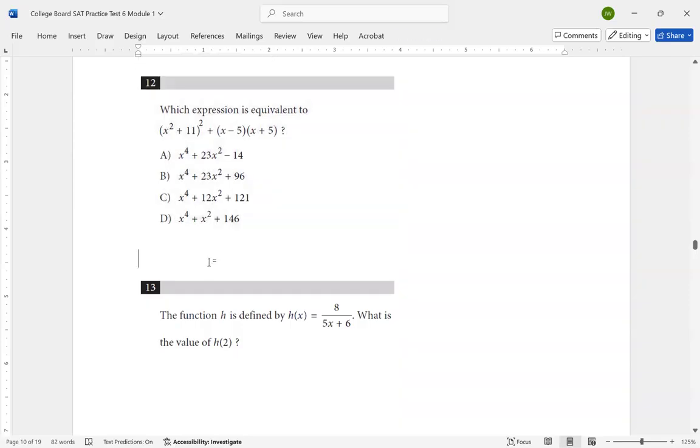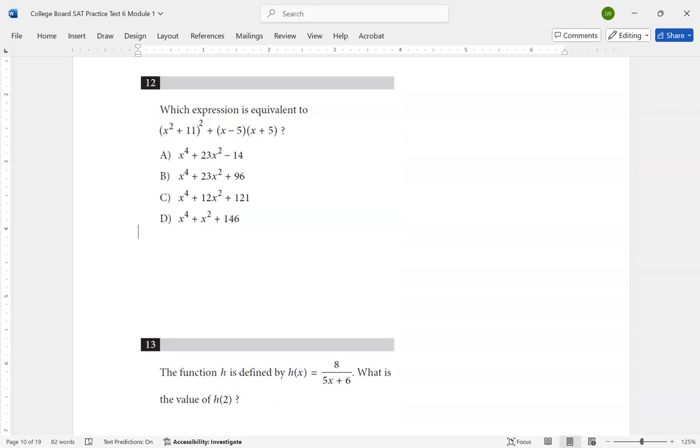Twelve asks, which expression is equivalent to x squared plus 11, all in parentheses, squared, plus the quantity x minus 5 times the quantity x plus 5. And then my options are all expanded out polynomials. So what I'm going to have to do is expand out the polynomial and see what happens when it's all multiplied out and after we've combined like terms.